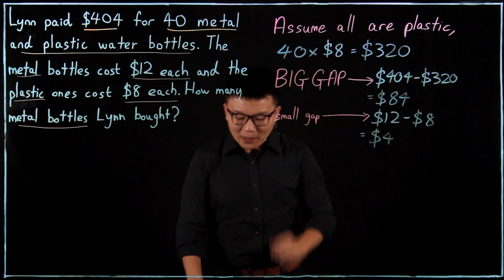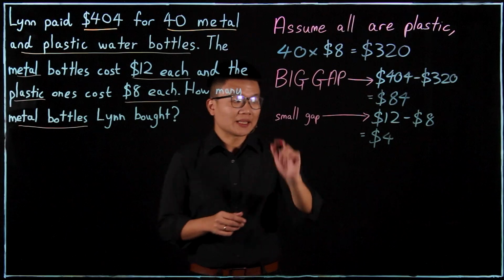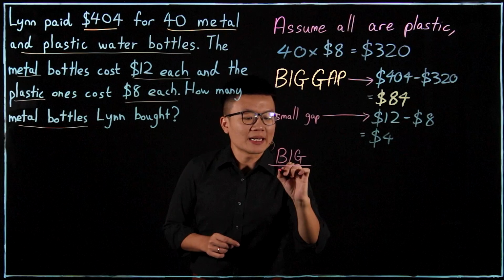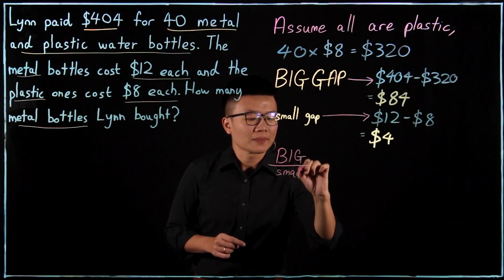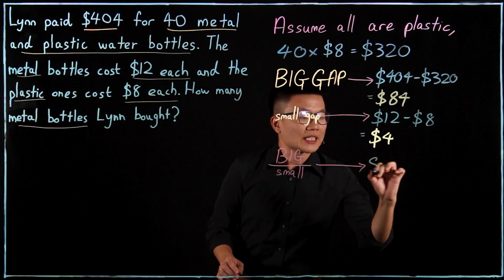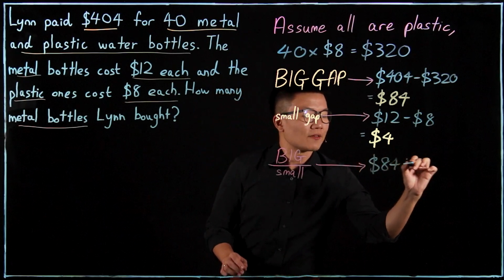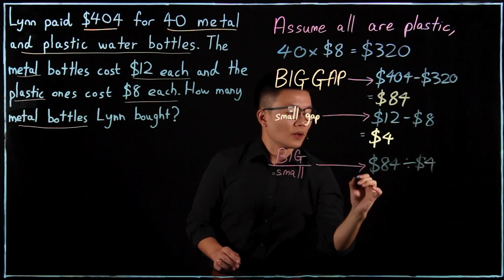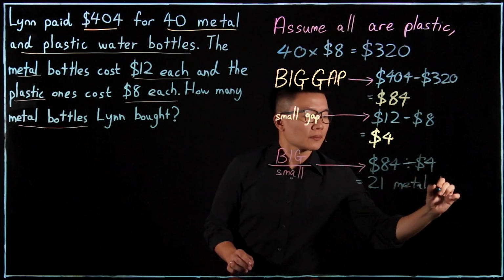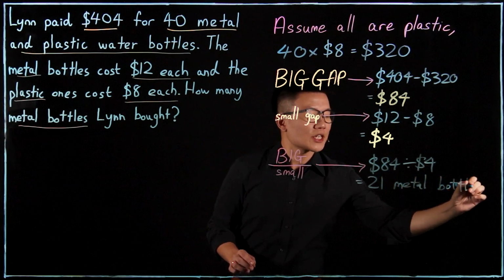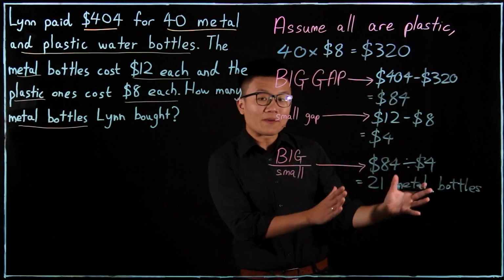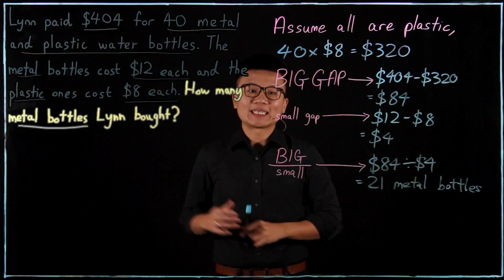Alright, now you must remember, a huge gap is made up of many tiny small gaps. So what we're going to do is take the big gap and divide by the small gap. Alright, so the big gap divided by the small gap. So we take $84, divide by $4, we will get 21 metal bottles. And the beauty of such a question is, when you use this assumption method, automatically you will arrive at the answer which the question is asking for.